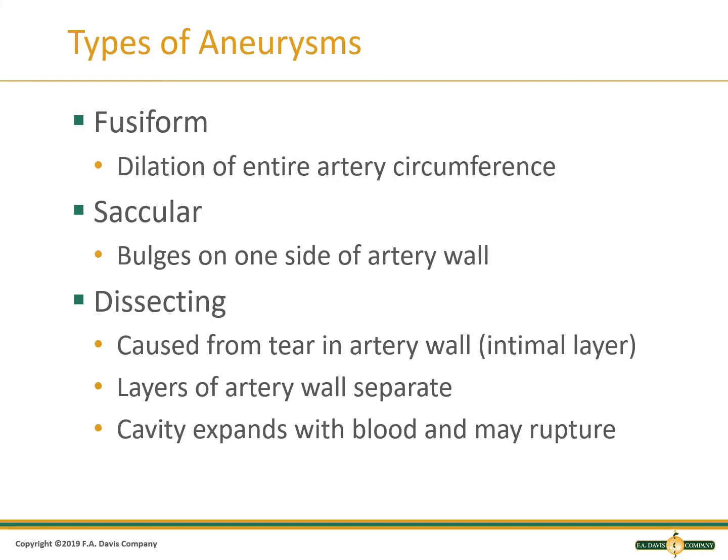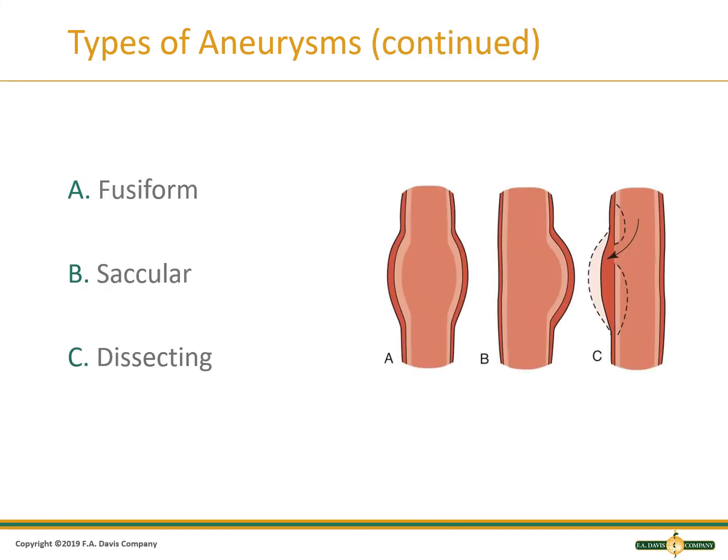There are 3 types of aneurysms. Fusiform is an aneurysm in which the entire artery circumference is dilated. Saccular is a one-sided dilated artery. In the dissecting type of aneurysm, a tear in the inner layer causes a cavity to form between the layers of the artery and fill with blood. The cavity expands with each heartbeat.